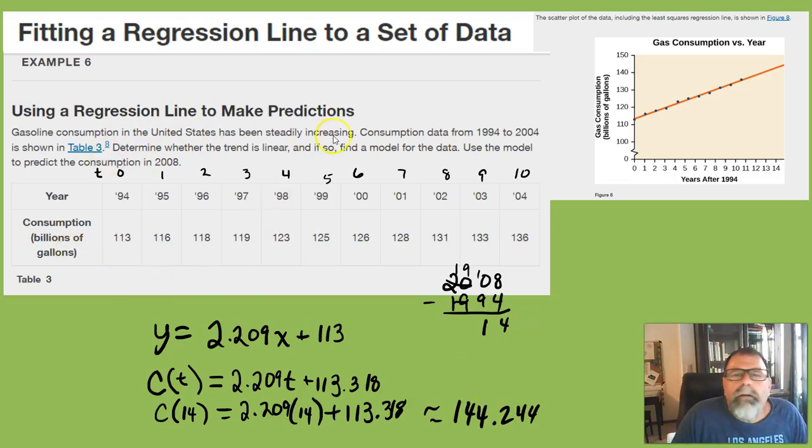Is this per year or what is it? Probably per year. Yeah, so it's the gallons for the year, right? And we're just making a prediction, you know. Well, now it wouldn't be a prediction. We can look it up, see how good that model worked.